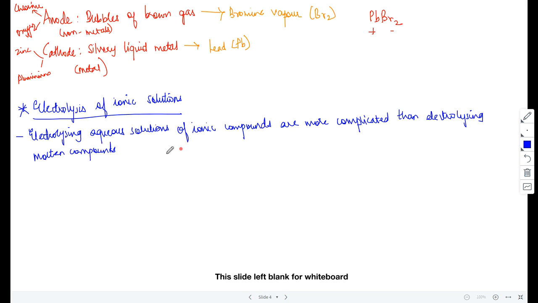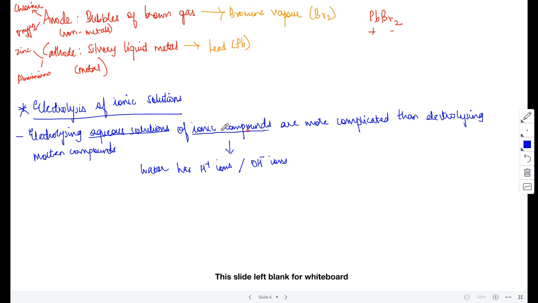The question is, why are they more complicated? Although they are in their aqueous solution, why are they more complicated than the molten compounds? The answer is because water molecules provide hydrogen ions. An aqueous solution means a solution where a dissolved substance is mixed with water. Water produces hydrogen ions as well as hydroxide ions. So we are getting extra ions in addition to the ions which are already present in a compound.